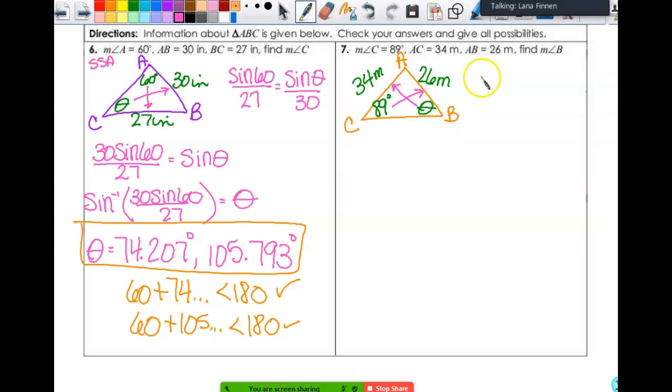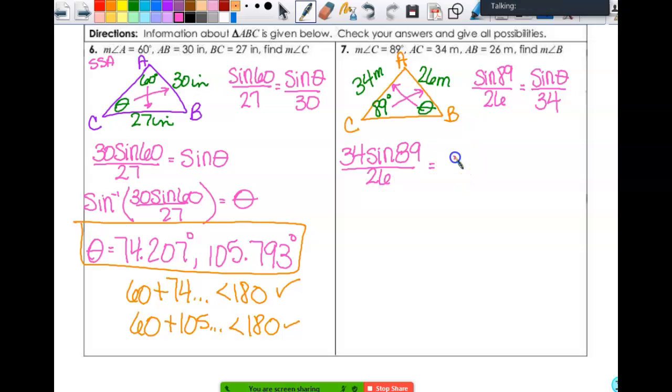All right, so we're going to do law of sines. So this is the sine of 89 over 26 equals the sine of theta over 34. So again, I multiply both sides by 34. So 34 times the sine of 89 over 26 equals the sine of theta. So now that I've got the sine of theta by itself, I take the sine inverse of both sides. So I'll have the sine inverse of 34 times the sine of 89.